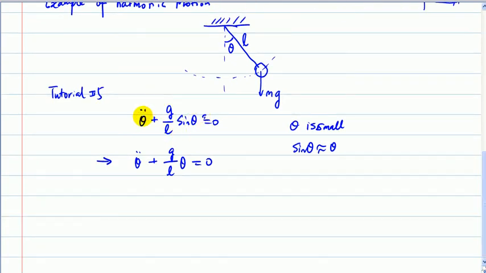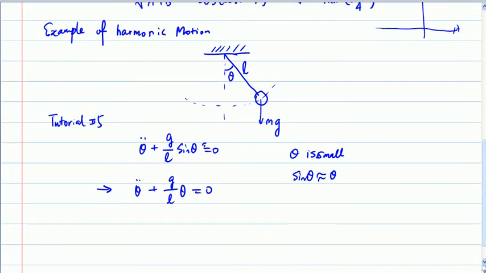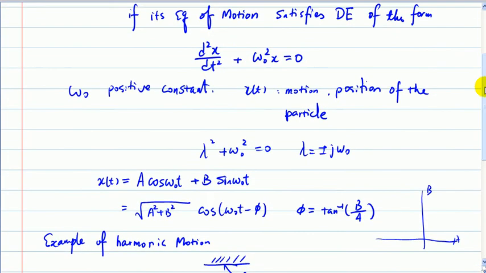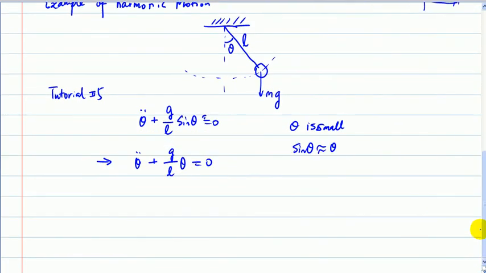This is a nonlinear equation. But when you have a small theta angle, you have a linear differential equation now, a second order linear differential equation. If I compare this equation with what I've given over here, that's exactly the same kind of format we're talking about. So the theta over there is x, and the g over L over there is omega naught squared.